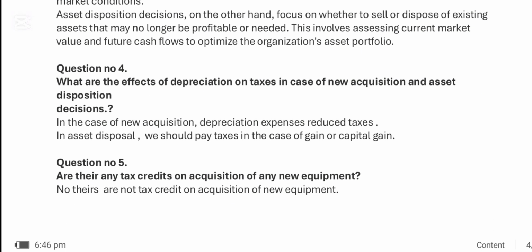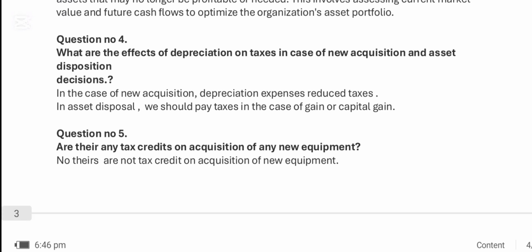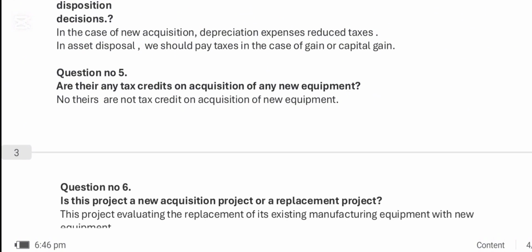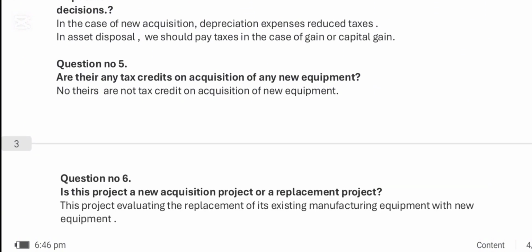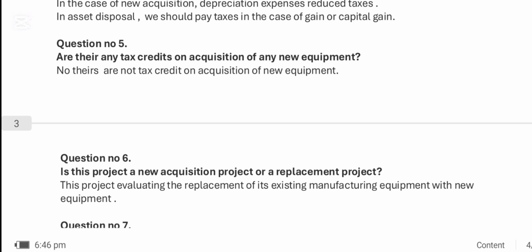Question number four: what are the effects of depreciation on the tax in the case of a new acquisition and asset disposal? In the case of a new acquisition, depreciation expense reduces taxes. In the asset disposal, we should pay tax in the case of a gain or capital gain. We already discussed this in the numerical. Question number five is: is there any tax credit on the acquisition of any new equipment? No, there is no tax credit on the acquisition of the new equipment.